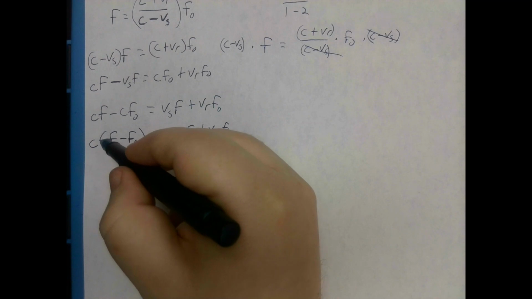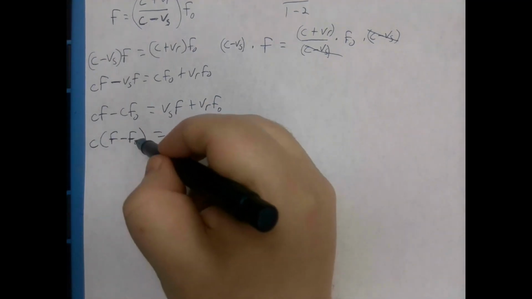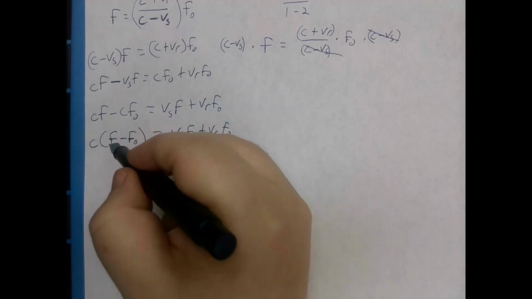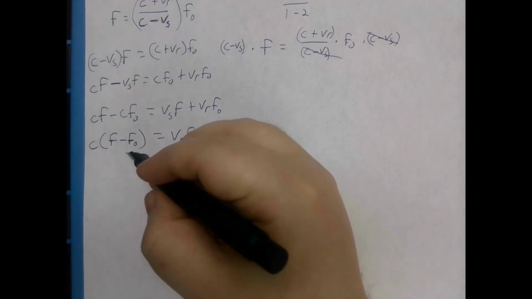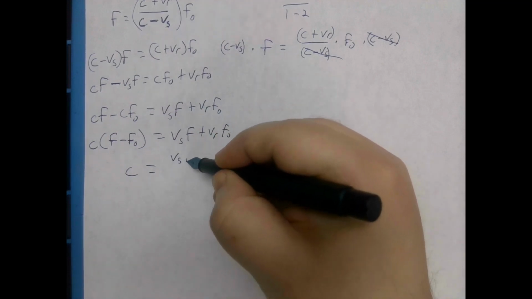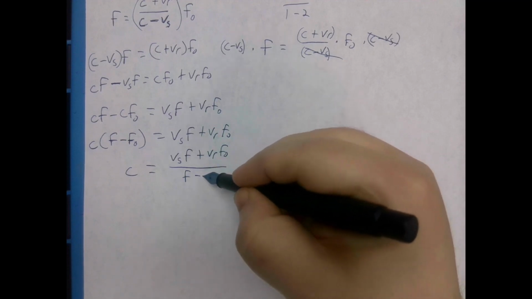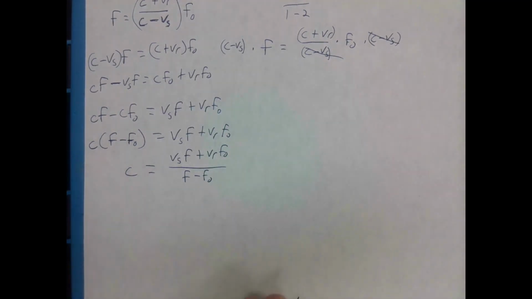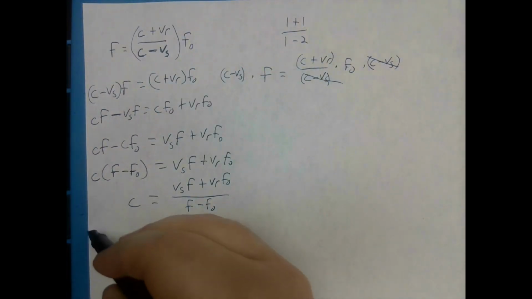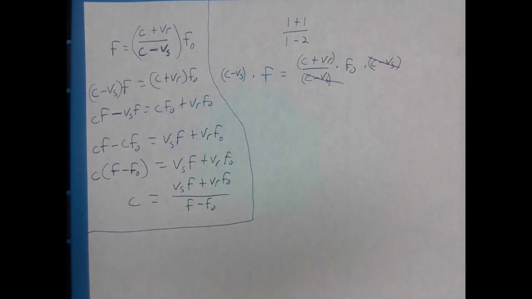Again, if you were doing the reverse, C times F is CF, and C times F naught is CF naught, and there was a minus in it. Now that we have something multiplied by C, we can simply divide both sides by that something to get C by itself. So Vs times F plus VR F naught over F minus F naught. That is how you solve for C. It appears twice, so you have to collect it to get it. Some of the homework problems do require you to do algebra like this.